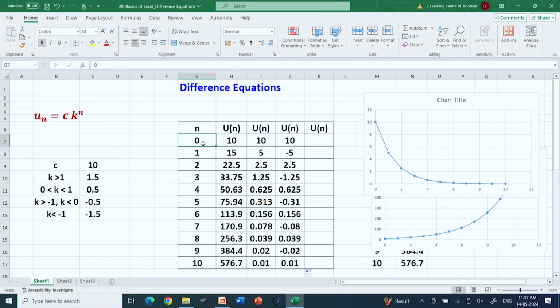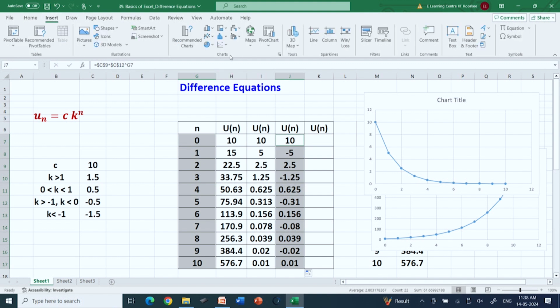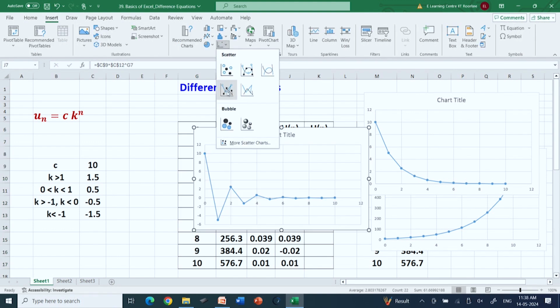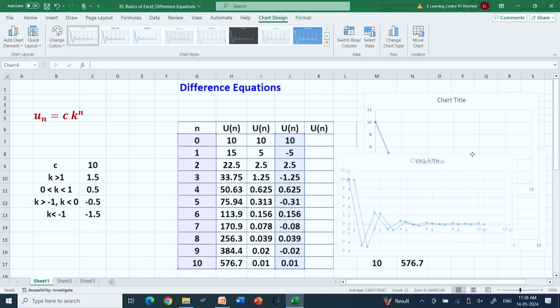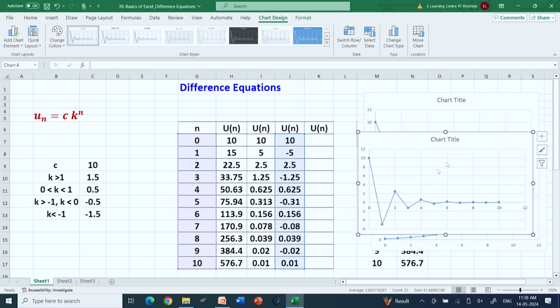Again, to choose this and this, you first highlight this, press shift, choose these 11 values, press control, go here, highlight this, and then press the shift key and the down arrow, and you will get these two columns highlighted. Go to insert, click this chart, and again you get this. So you get an oscillatory behavior, but a decreasing, damping one, which ultimately goes to 0.